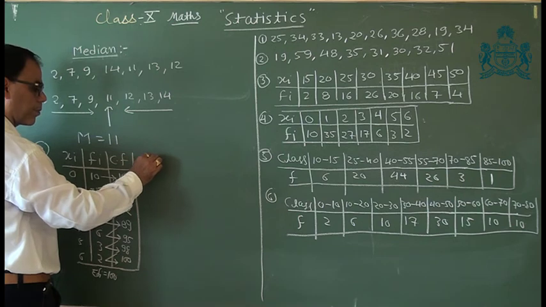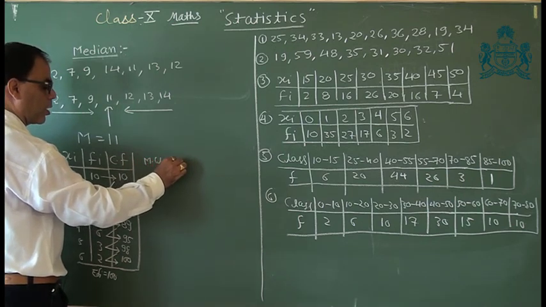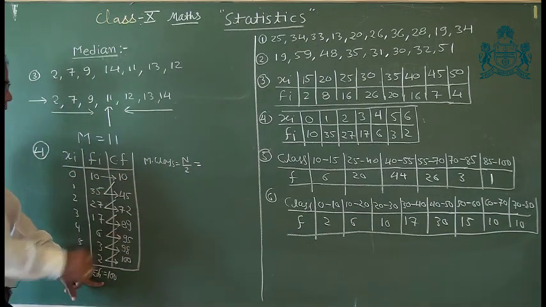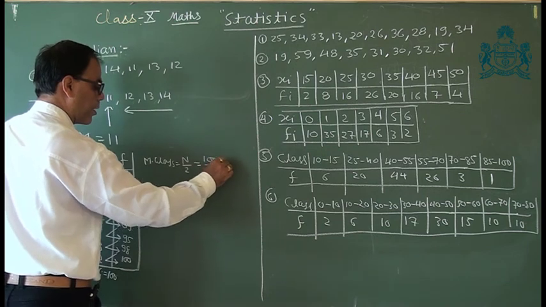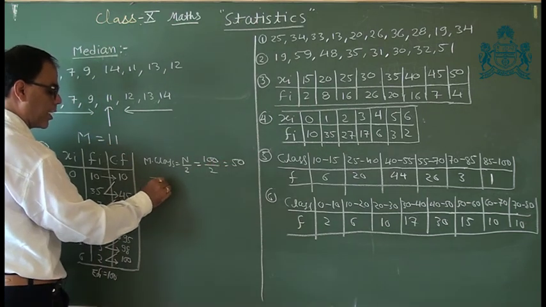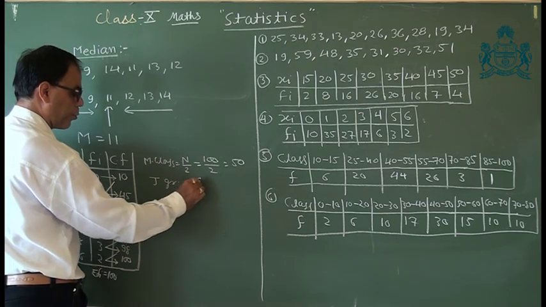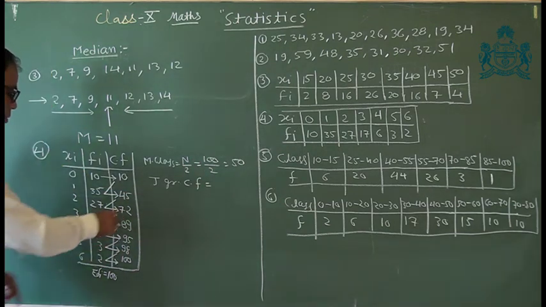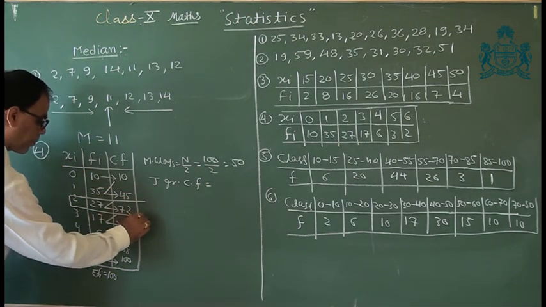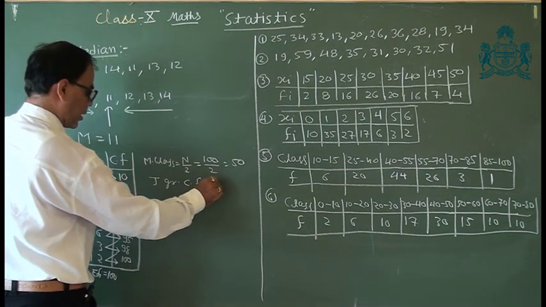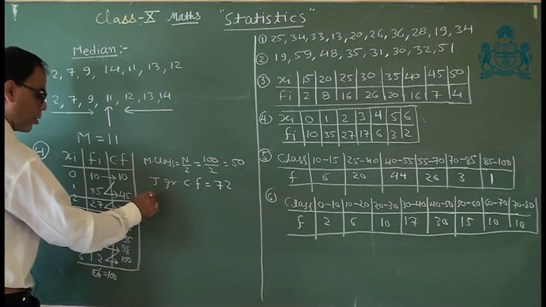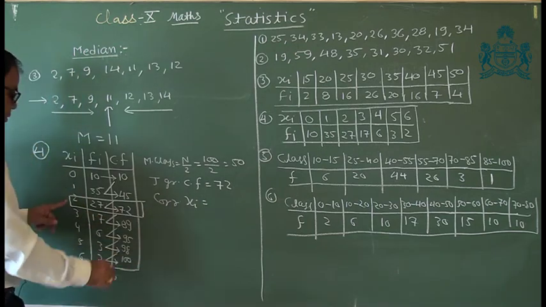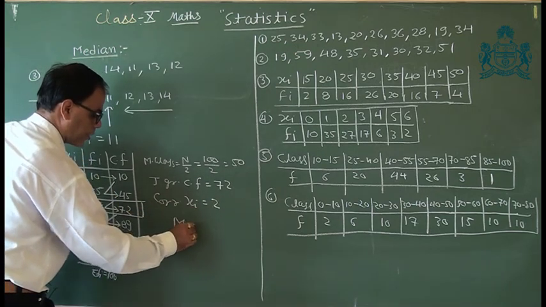Median class equals n by 2. N means sum of frequency. 100 by 2 means 50. Just greater cumulative frequency than 50 is 72. Therefore, the median class cumulative frequency is 72. Corresponding xi is 2. Therefore, median is 2.